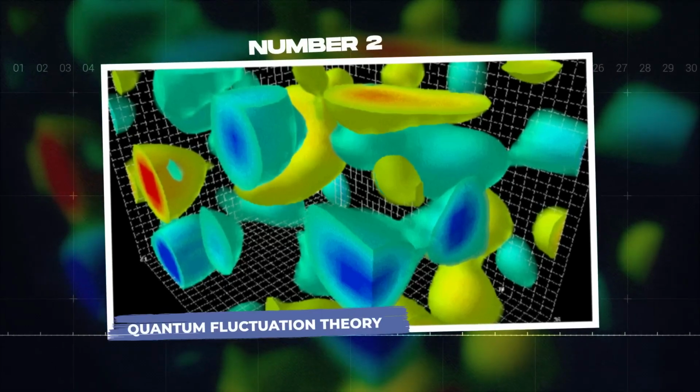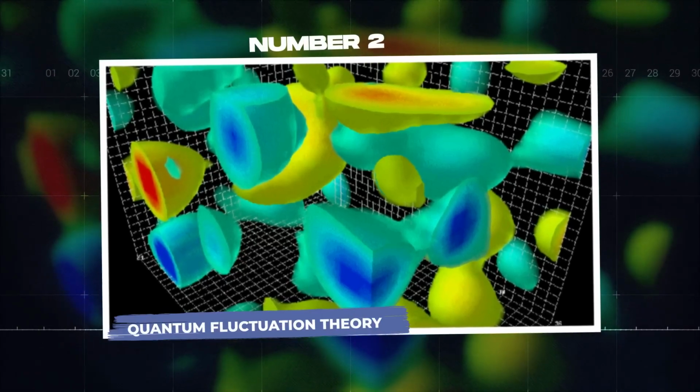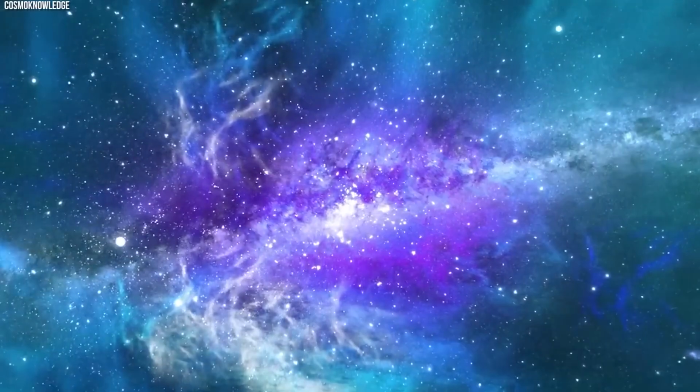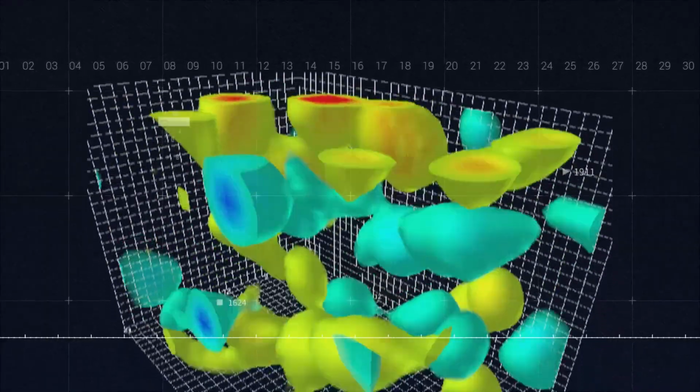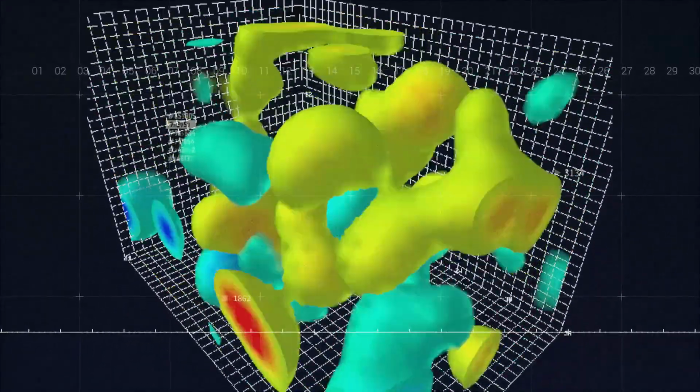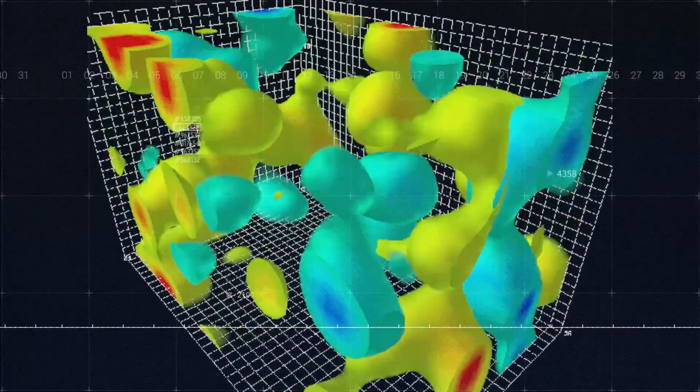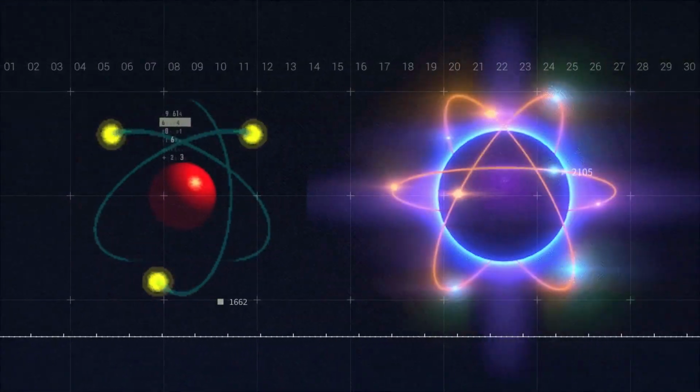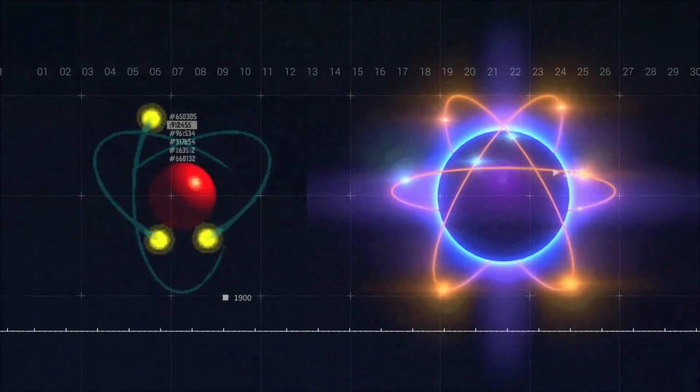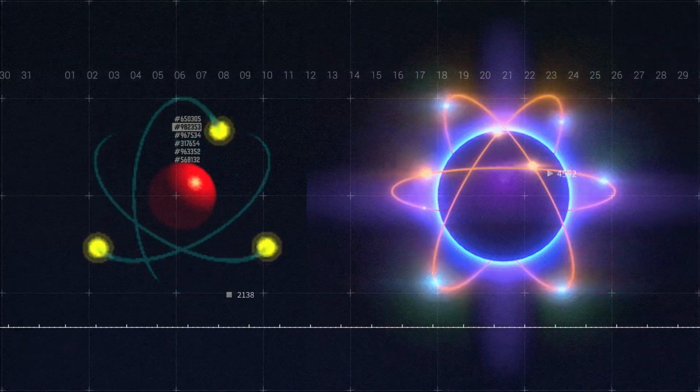Number 2. Quantum fluctuation theory. Delving further into the mysteries of black holes, quantum fluctuation theory offers a unique perspective, steeped in the principles of quantum mechanics. This theory proposes that within a black hole, the laws of quantum physics are still intact and highly influential, resulting in significant fluctuations in energy and matter.